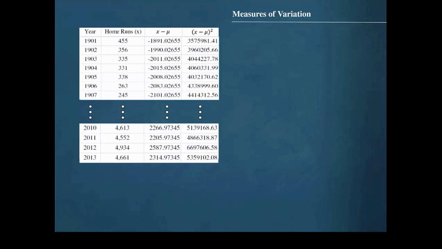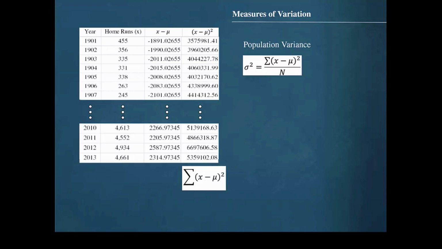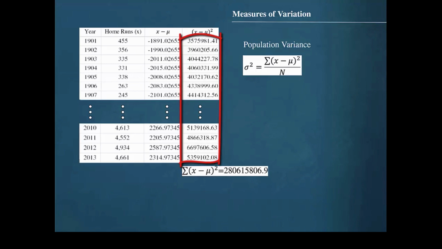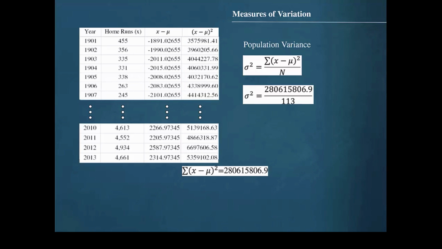The population variance is given the symbol sigma squared. It is the average of the squared deviations from the mean. So we will need to add up all of the values in the last column. This sum would give us quite the large number, as you can see. Substituting into the formula, dividing by 113.